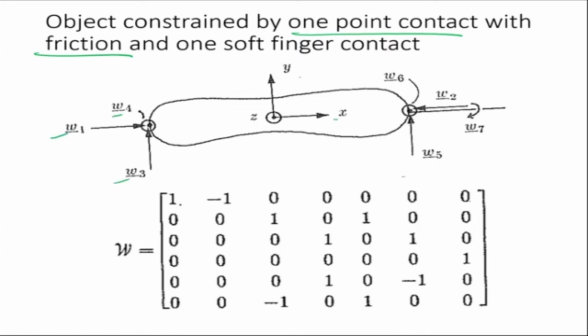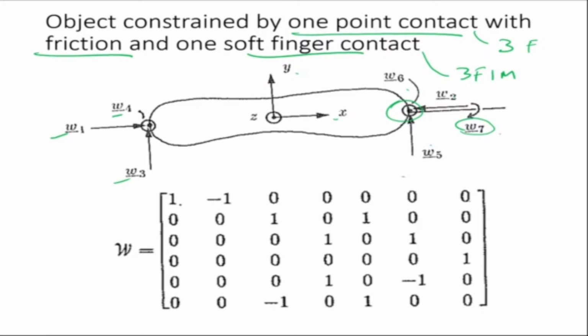This is my x-axis, y-axis. Now, if there is soft finger contact, here there are three wrenches, or three forces, plus one moment. So this is soft finger contact. This is applying three forces, W5, W6, W2, and there is one moment, WM. Now in this case, this is my x-axis, y-axis.